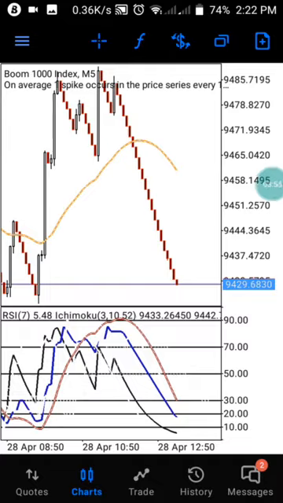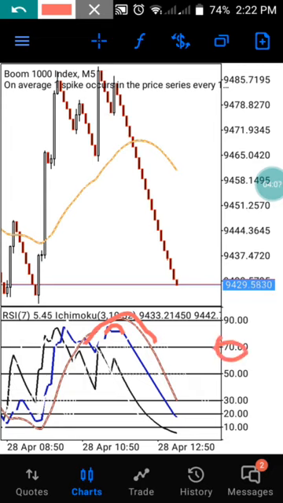So once you confirm the Ichimoku, after the moving average, we have the Ichimoku that follows, which moves above the 90 level. Once it has moved above the 90 level, this is the right time for you to enter the market.